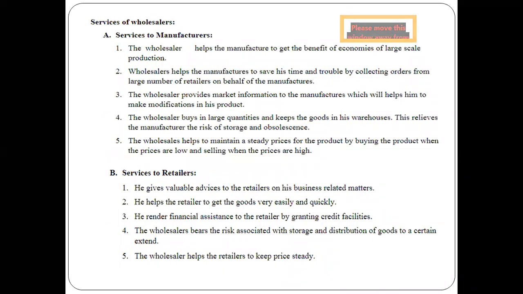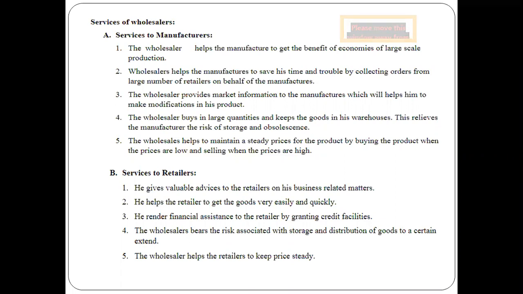Now the services of the wholesaler, services to the manufacturer. We can see they render many services to the manufacturer. Wholesalers help the manufacturer to get the benefit of economies of large scale production. They help them save time and trouble by collecting orders from a large number of retailers on behalf of the manufacturer. They provide market information to the manufacturer, which helps in modification of the product. The wholesaler buys in large quantity and keeps the goods in his warehouse.